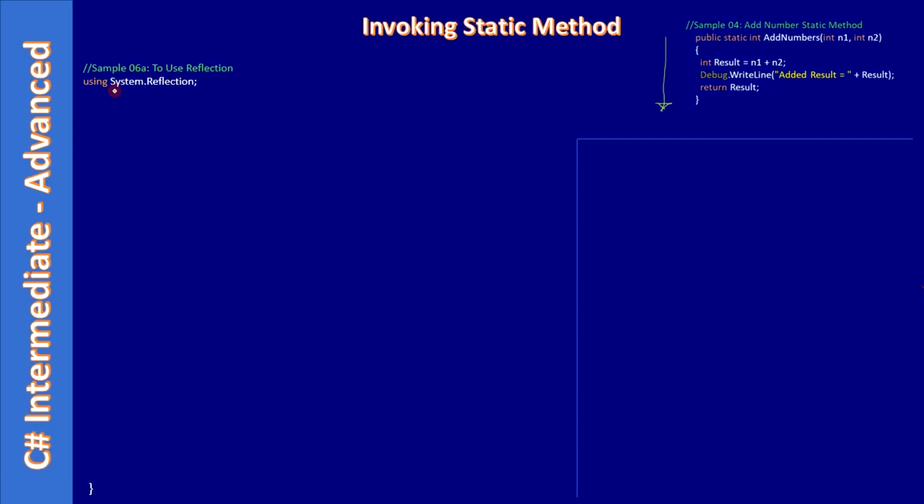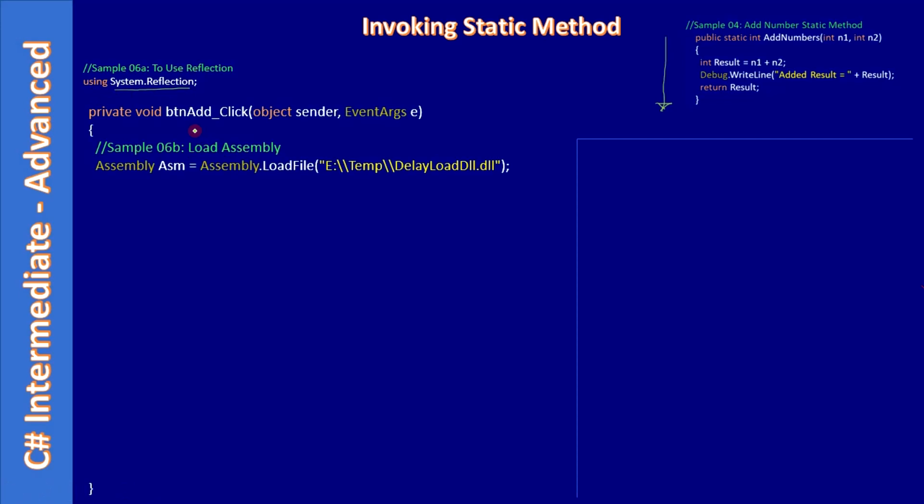So to use reflection, we need to include the namespace System.Reflection. Then in the add button click, we know that our form contains two buttons. The very first button will make a call to the static method. So that's the button here, btn add click event. And if you see, we are making a call to Assembly.LoadFile. Here we specify the location of our assembly.